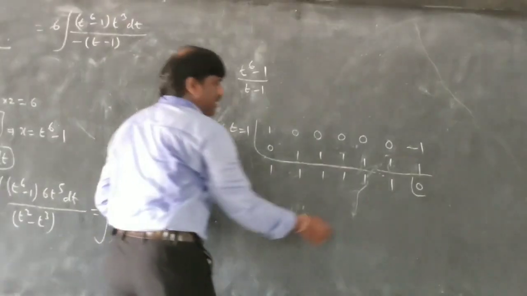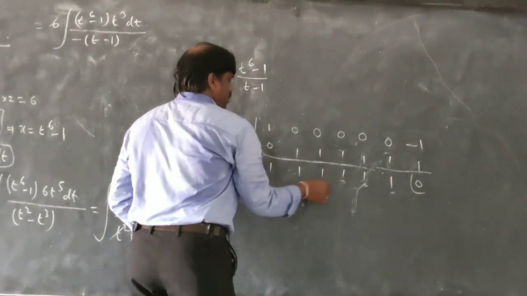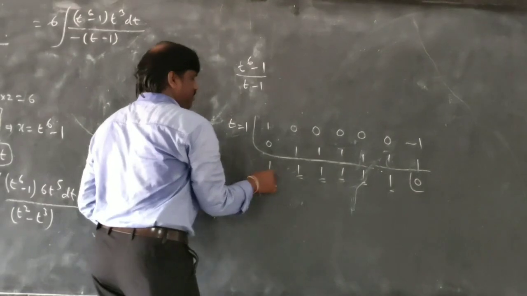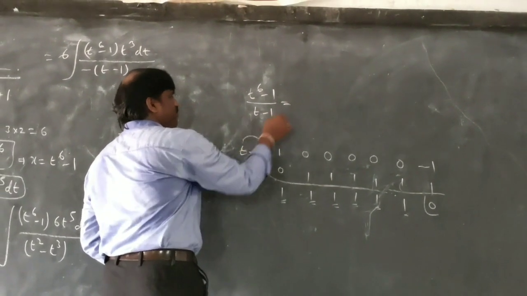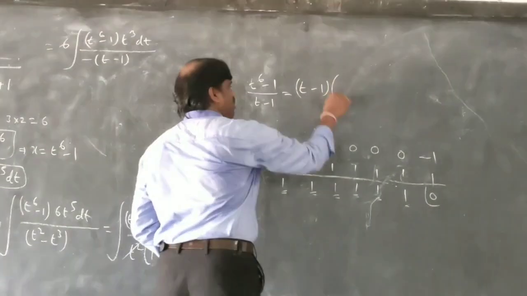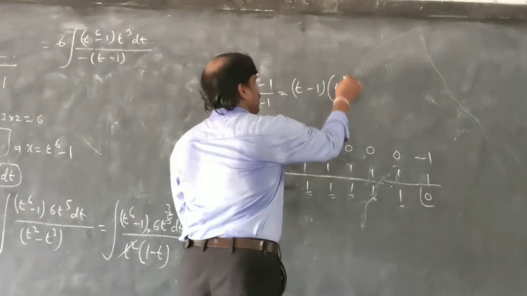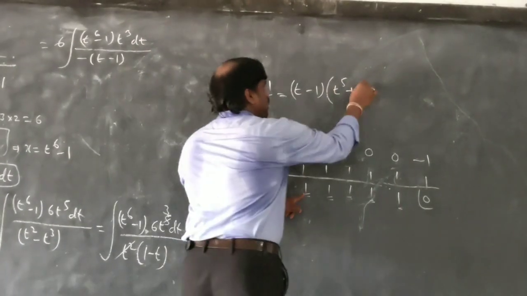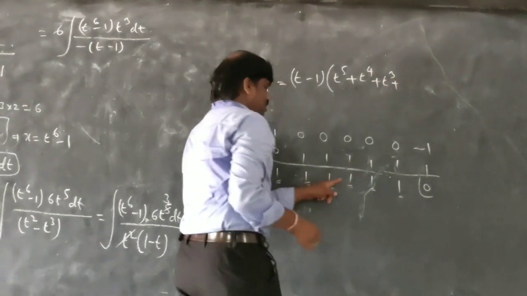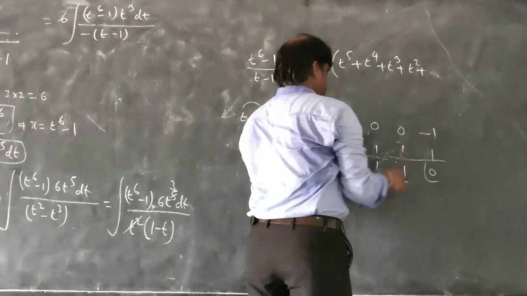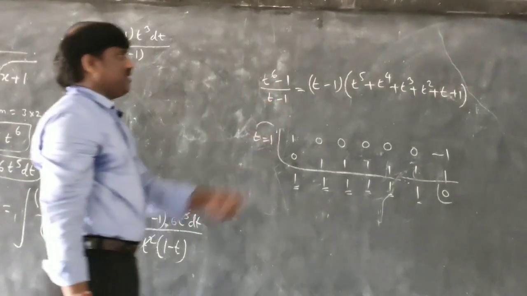It means this is what you get here. This is the constant one. Like here, this is t term, this is t square, this is t cube, t power 4, t power 5. This can be expressed as, this is the factor of t minus 1, correct? This is the factor of t minus 1. And this coefficient, this is t power 5 plus t power 4 plus t power 3 plus t square plus t plus 1 will be the formation of this one.